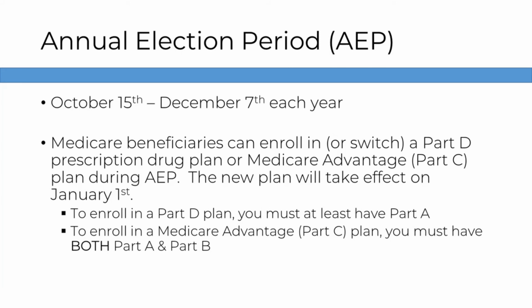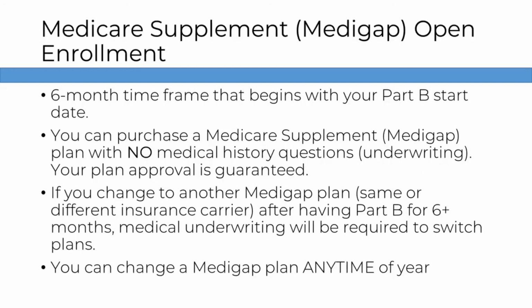Now, to enroll in a Part D drug plan, you must be enrolled in Part A. To enroll in a Medicare Advantage plan, you must be enrolled in both Part A and Part B. Let's finish up with our last enrollment period, the Medicare Supplement or Medigap open enrollment. The easiest time to purchase a Medigap plan is during Medigap open enrollment. That's because there are no medical history questions during this time. Your plan approval is guaranteed as long as you do this in the months leading up to your Part B start date or during the first 6 months of your Part B coverage.